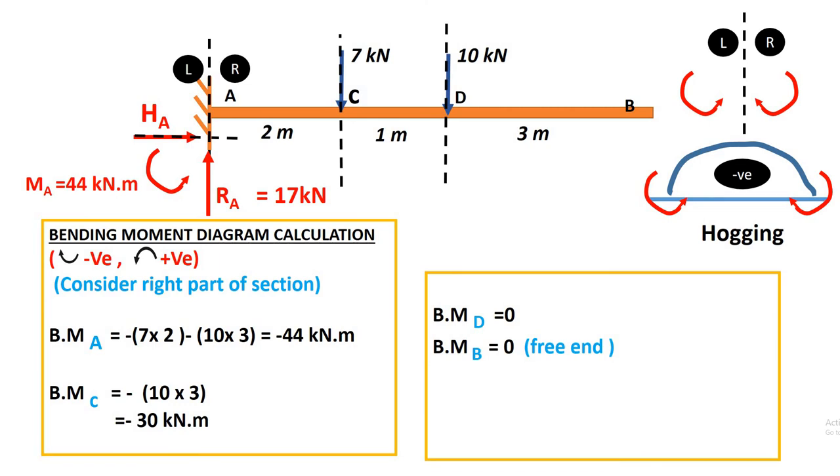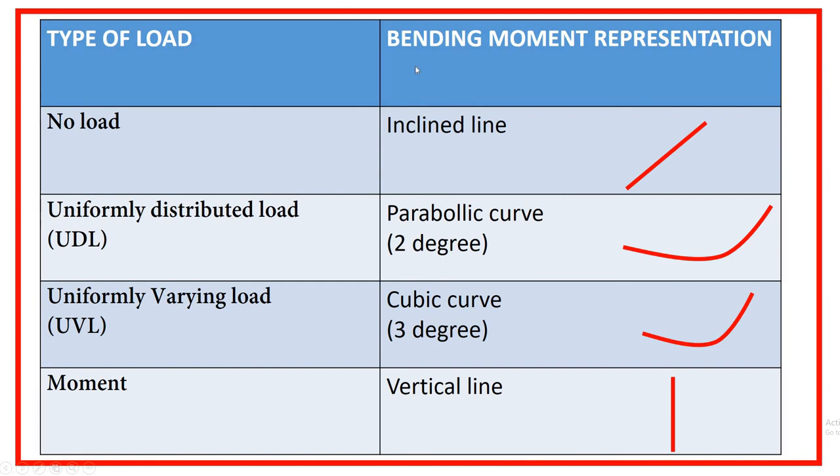So for this cantilever beam, we are considering the right part of the section and we have taken all moments considering the right part, and that's why our clockwise moment is negative. Now let us plot the diagram. Before drawing the diagram, if you don't have any load, it is shown by an inclined line. If you have a UDL, then you have a parabolic curve of second degree. Same way, if you have a UVL, then you have a cubic curve of third degree. And if you have a moment, then it is shown by a vertical line, for the bending moment diagram representation.